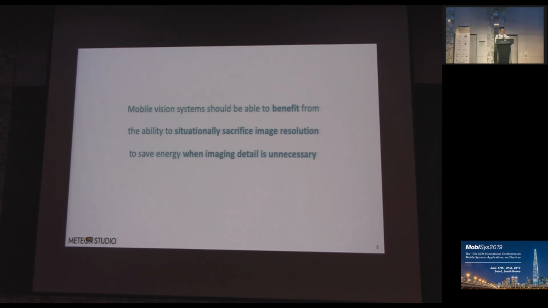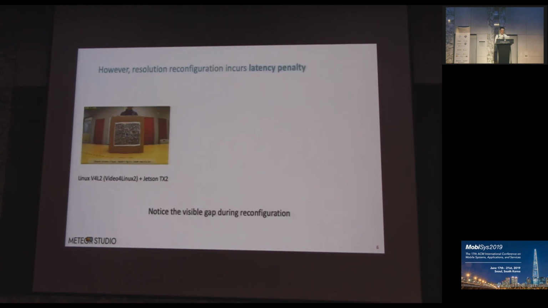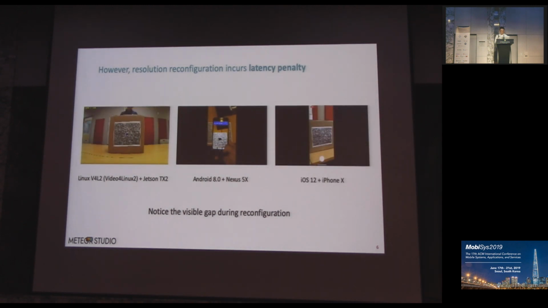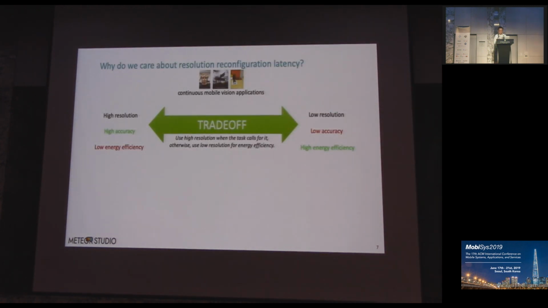This sounds great. However, resolution reconfiguration incurs a latency penalty. As you can see in this Linux V4L2 and Jetson TX2 board setup, the frame delivery is paused during reconfiguration and the screen cuts to black. Even worse, this problem can be identified on the Android platform and also iOS. You can notice the visible gap in all three systems. It is because of this reconfiguration latency penalty that the resolution-based trade-off is underutilized in continuous mobile vision applications.